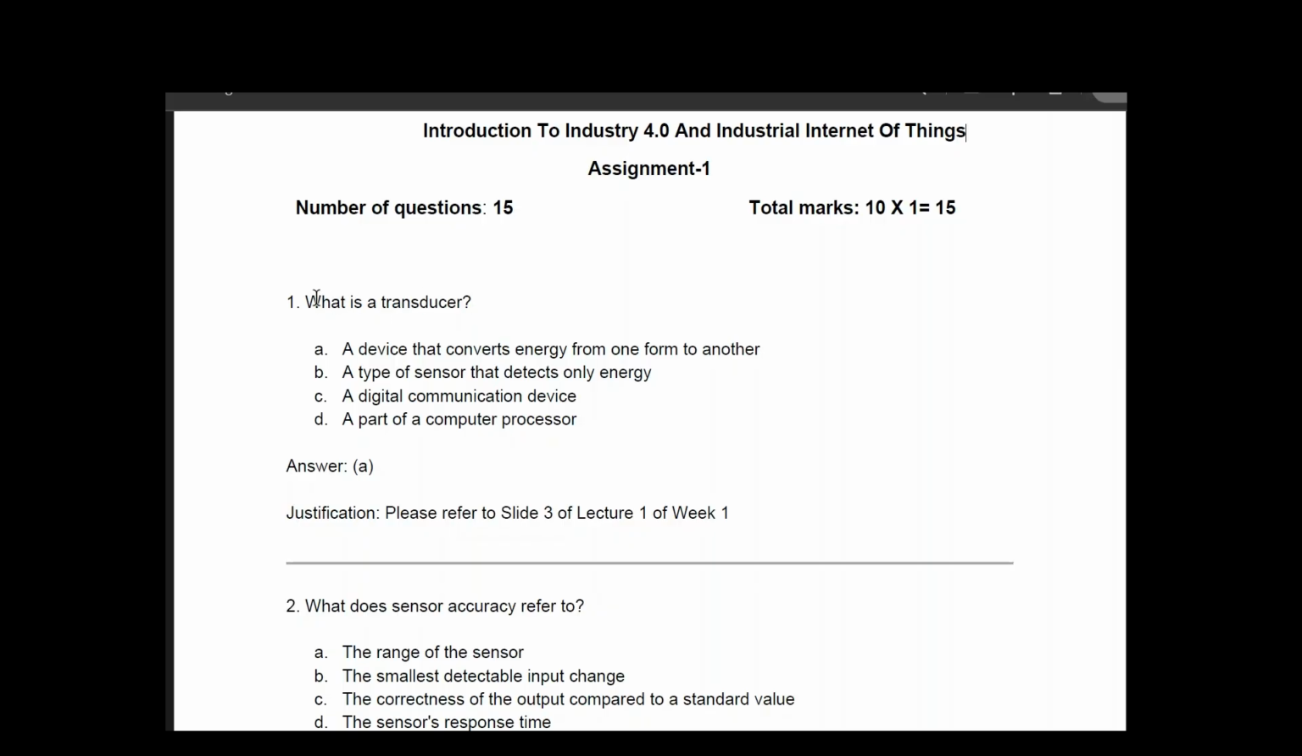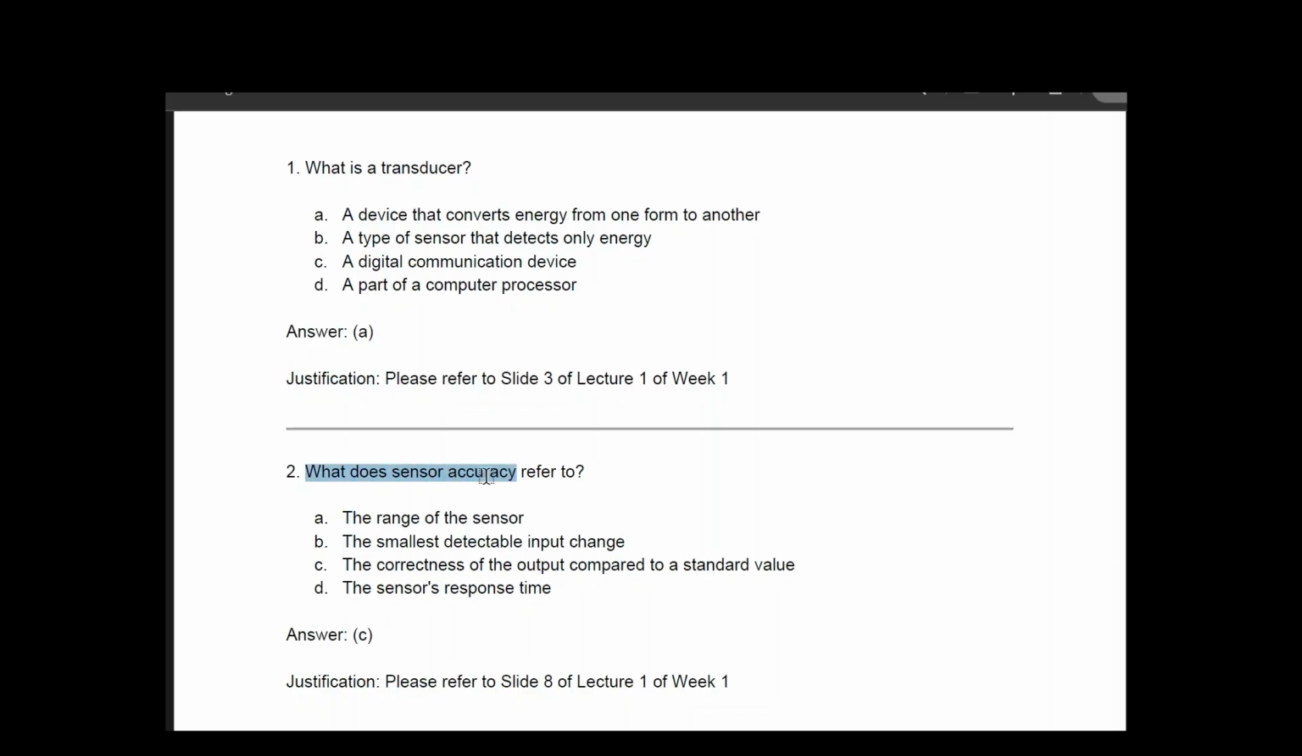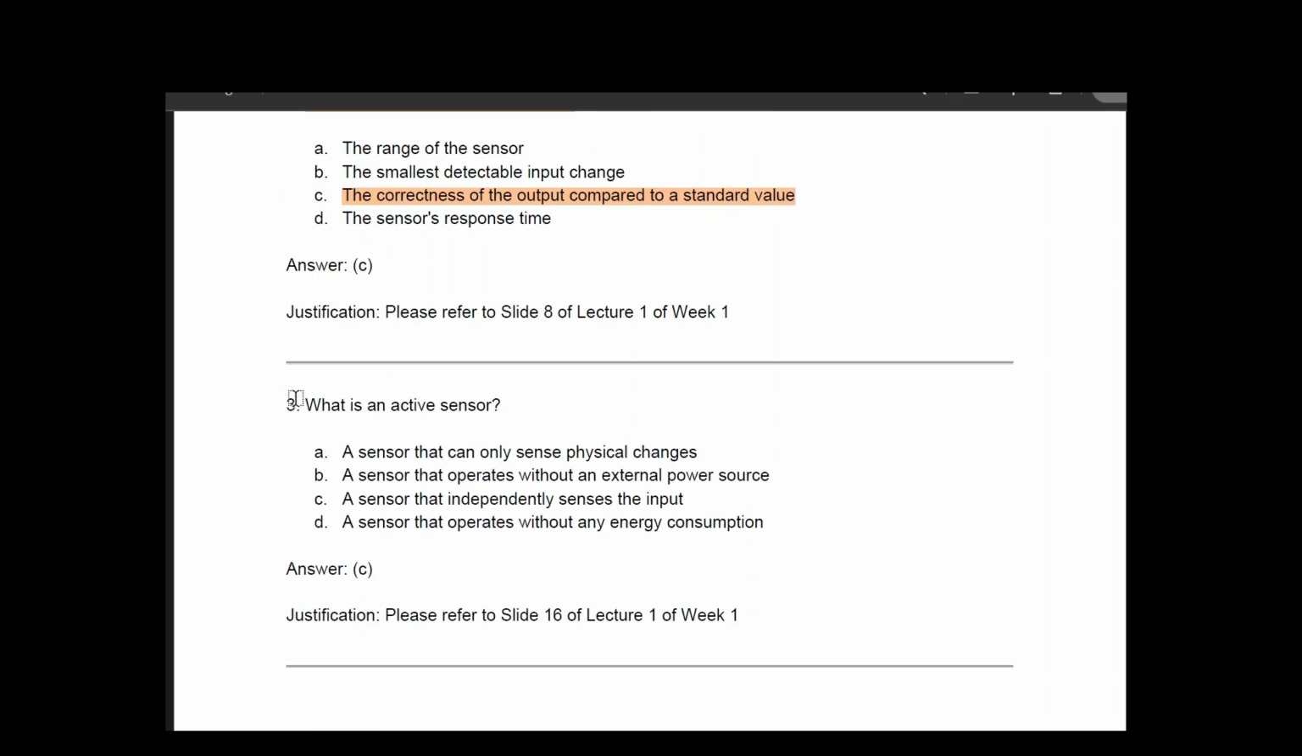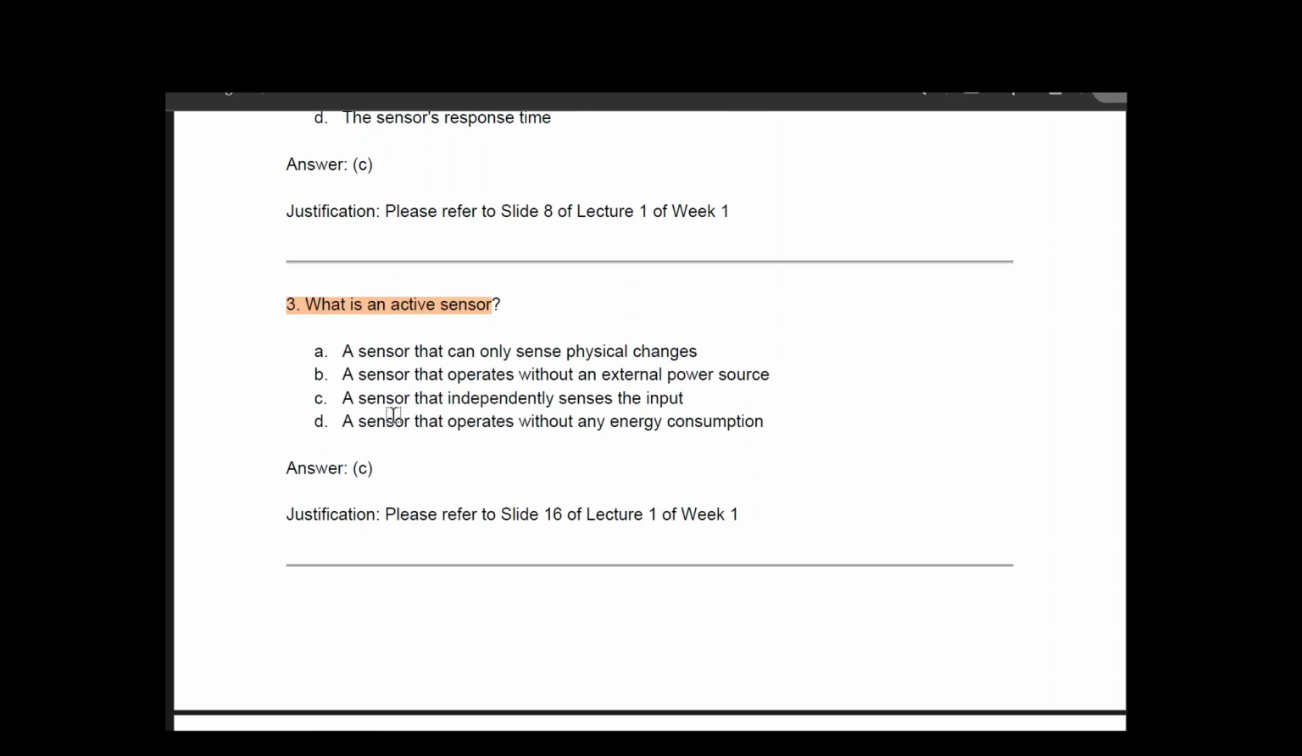So the first question is, what is a transducer? A transducer is a device that converts energy from one form to another. Now, moving to the next question, what does sensor accuracy refer to? It refers to the correctness of the input compared to a standard value. Next, what is an active sensor? Active sensors are sensors that independently sense the input.